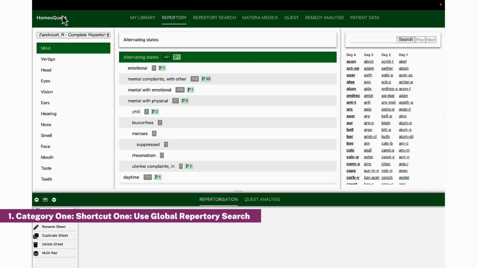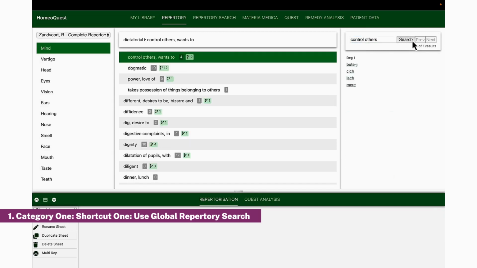Let me give you an example. So I had a question from one of my students. She was looking for a rubric for people who need to control life of others. Now, if you're used to choosing just one repertory, like the complete repertory, which is a great repertory, it's the biggest repertory that we have. And if you go into the mind section, look at the search box and put control others and you say search, there's only one result, dictatorial control others wants to. That's the rubric, all right? And it has only 4 remedies.